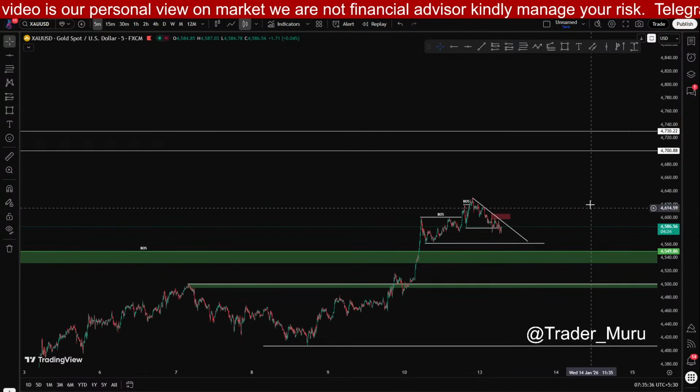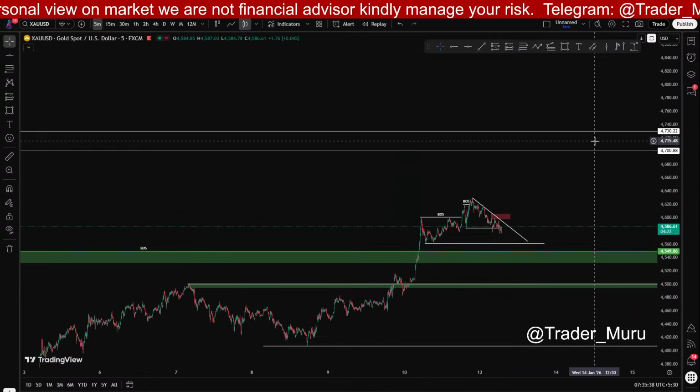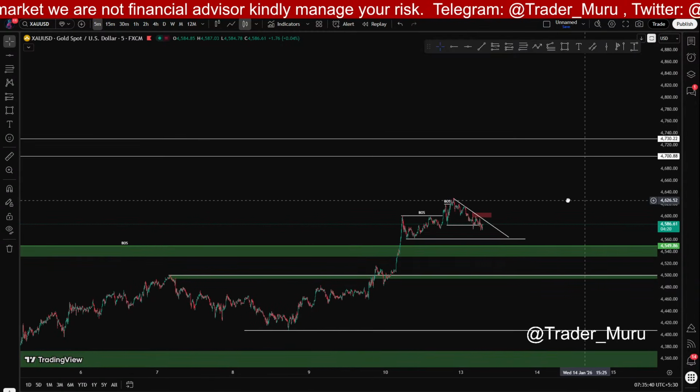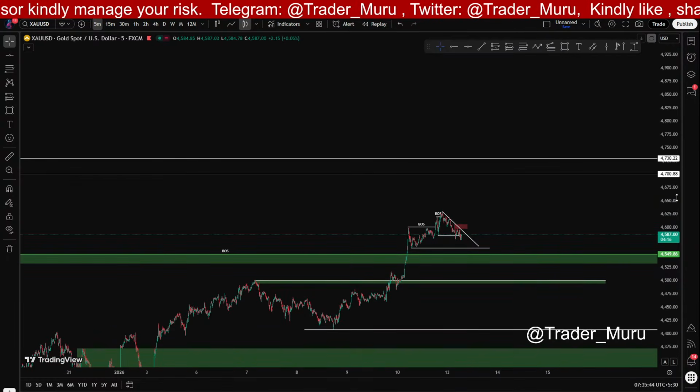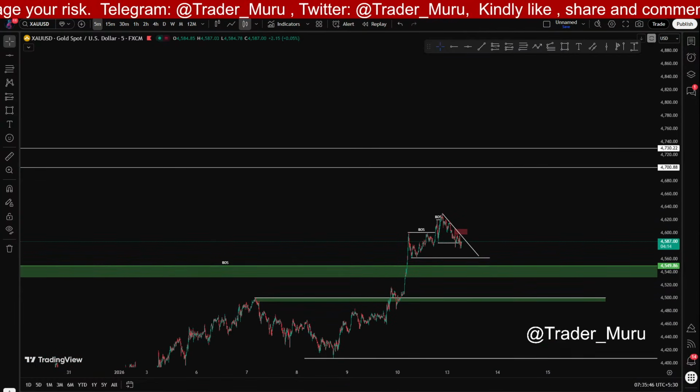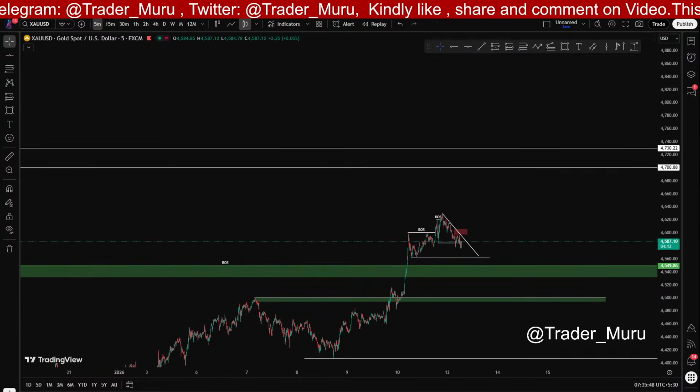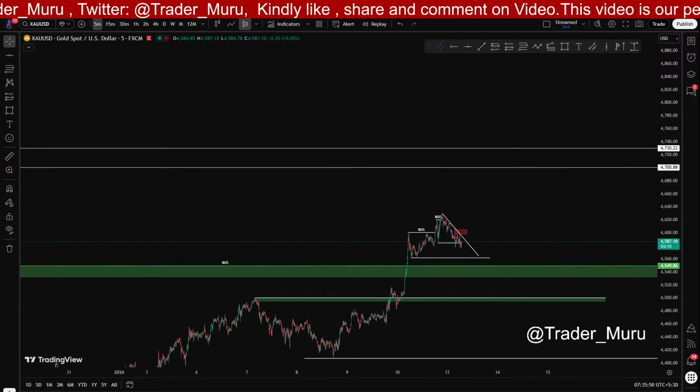Then there will be a retracement again, maybe a possible consolidation phase. After that, there will be another high. So that's it. Hope you guys understand. If you guys have any question, you can ask me. I am going through your comments.